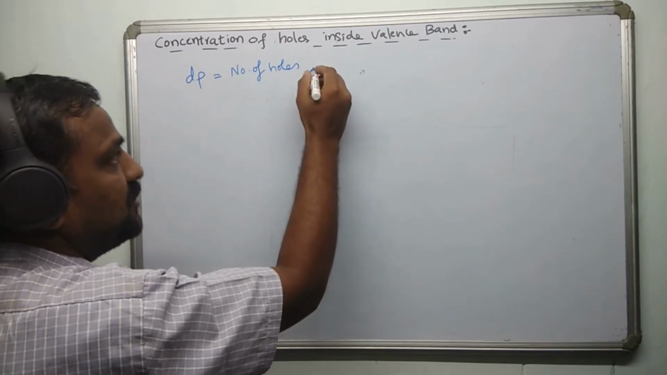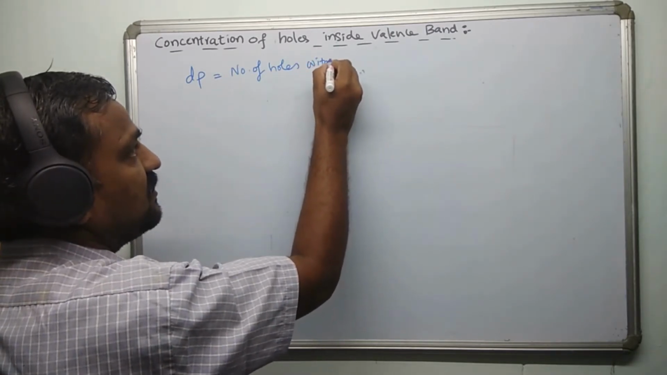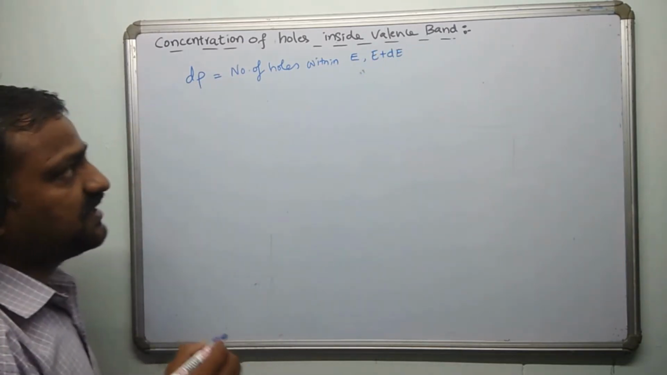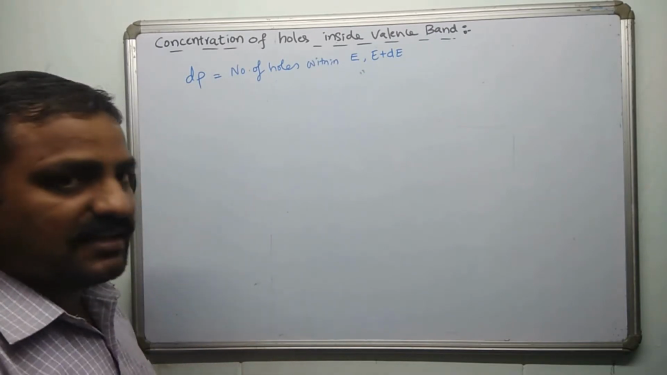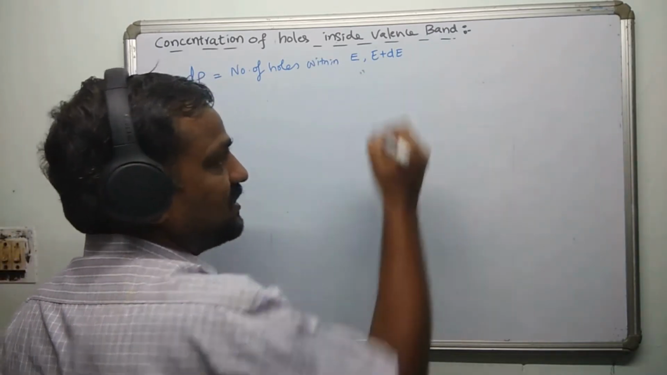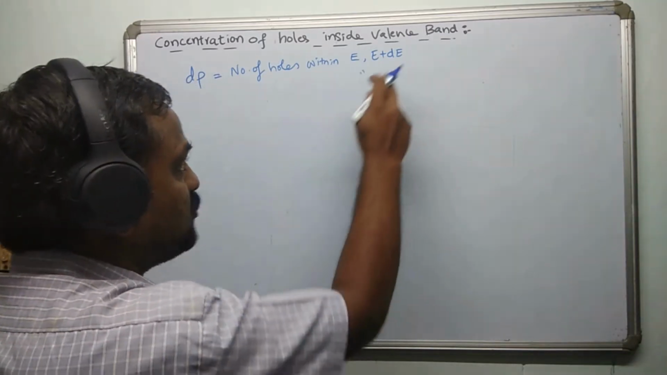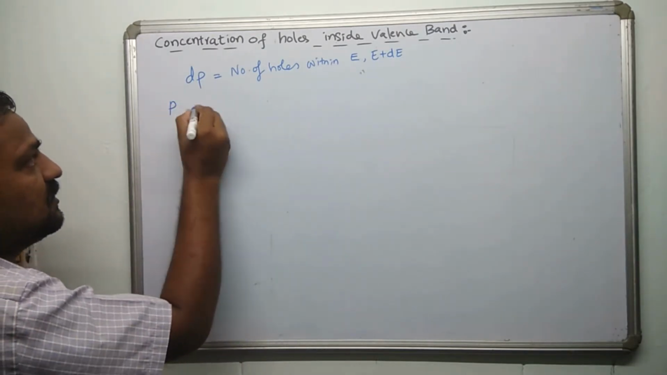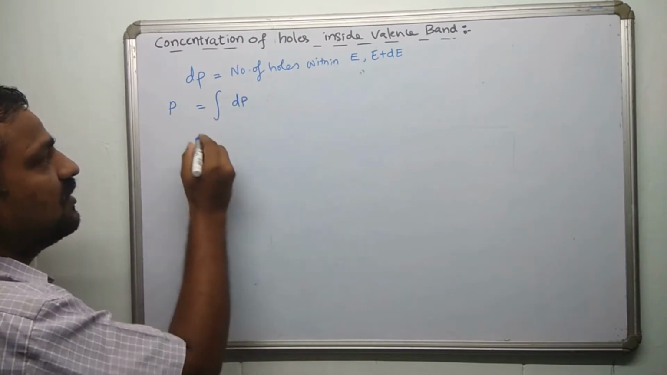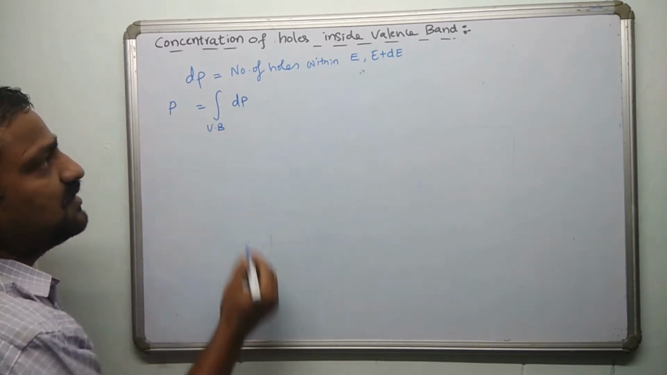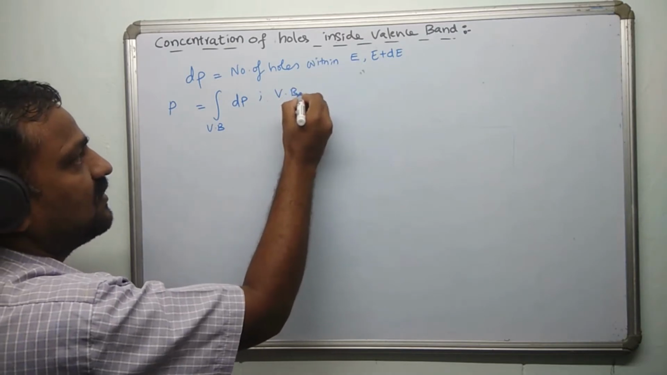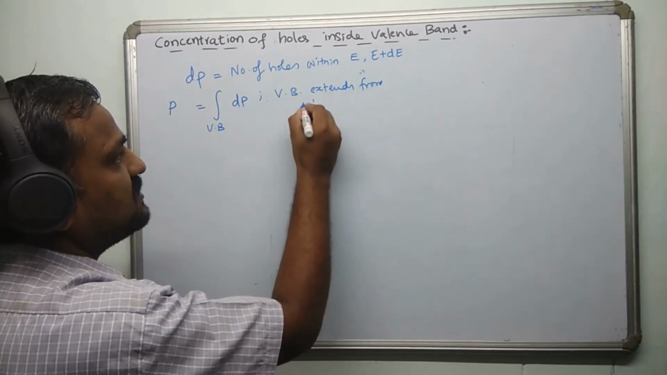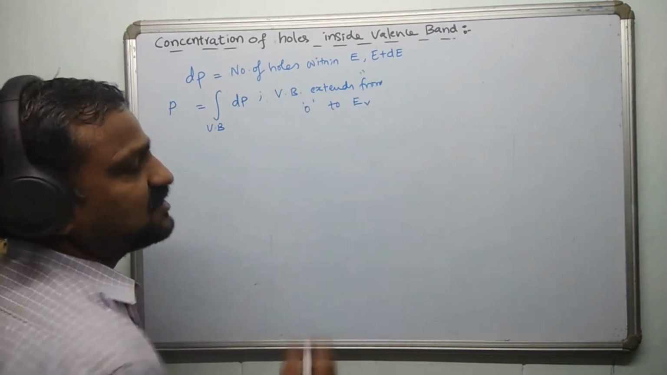which lie between E and E plus dE energies. So if you take the holes having energies E and E plus dE, of course, inside the valence band, these holes exist inside the valence band. So their number is what I'm going to call dP. And if I want to know P, it is nothing but the integral of dP over the valence band. And what are the limits of the valence band? Well, the valence band extends from zero energy to EV, which is the valence band edge.